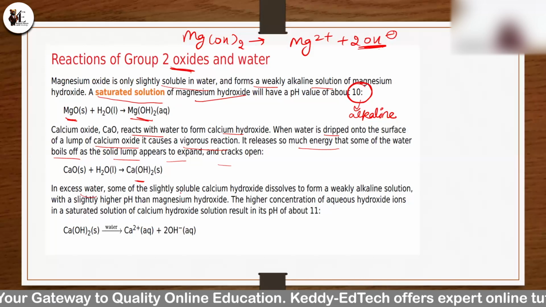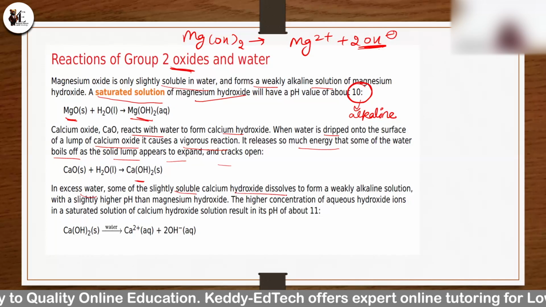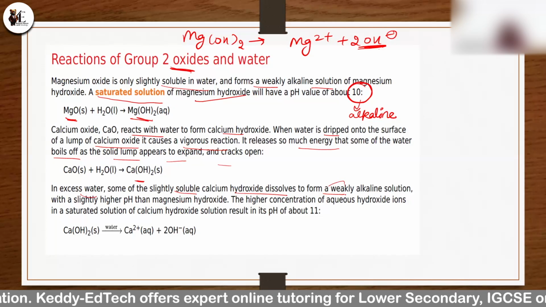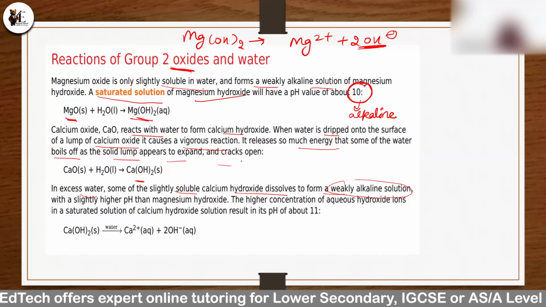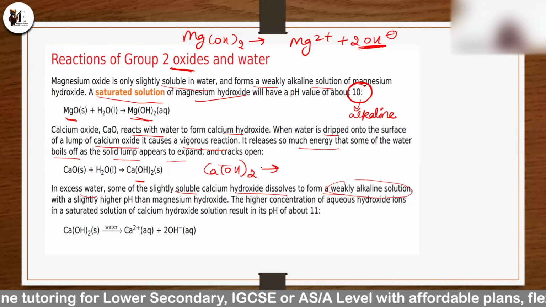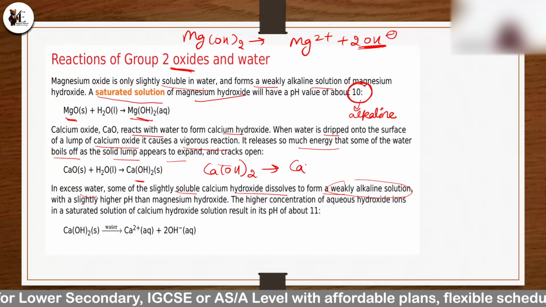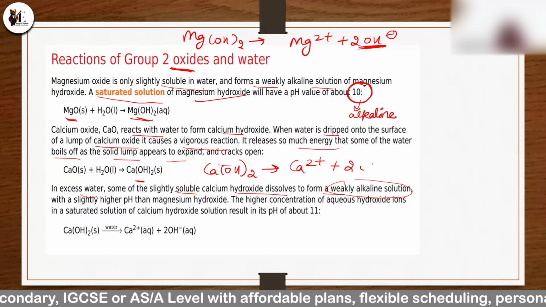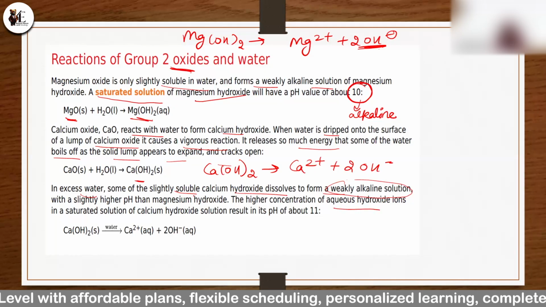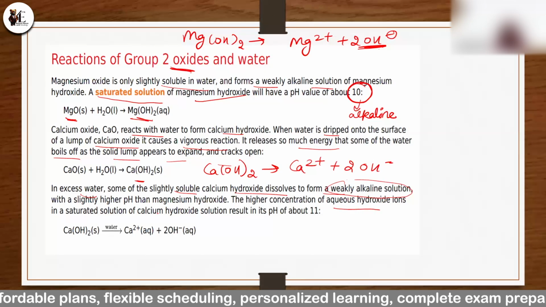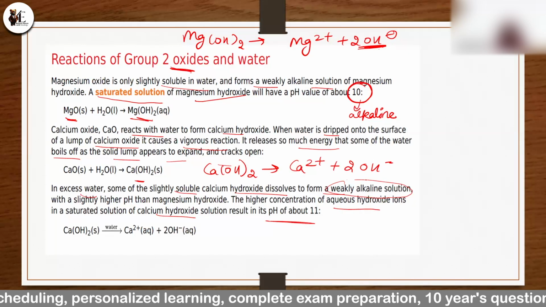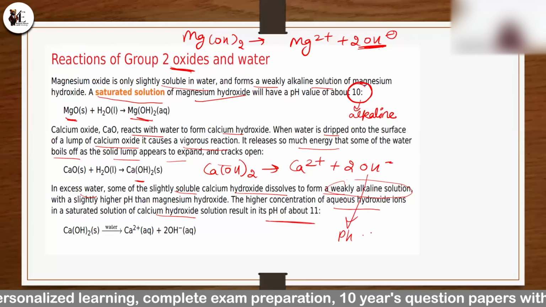In excess water, some of the slightly soluble calcium hydroxide dissolves to form a weakly alkaline solution. When calcium hydroxide dissociates in aqueous solution, we have calcium 2+ ions plus 2 hydroxide ions. So the higher concentration of aqueous hydroxide ions in a saturated solution of calcium hydroxide results in a pH of about 11. So due to this, the pH is 11.